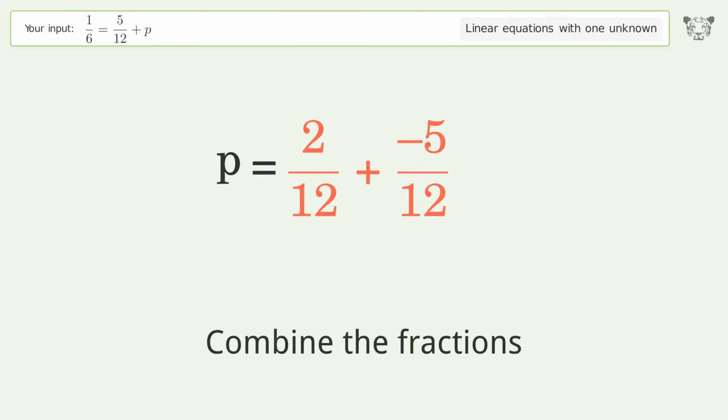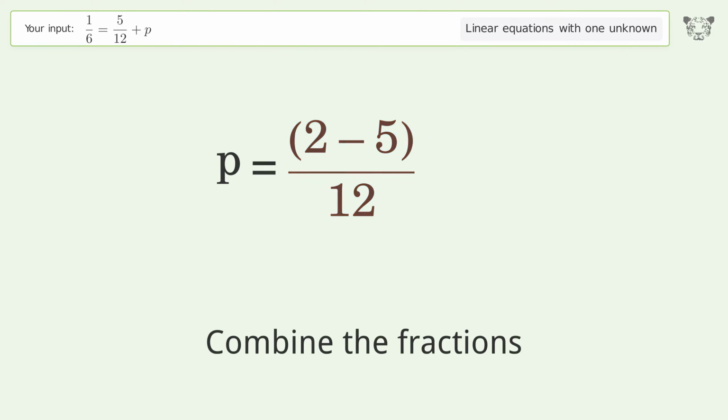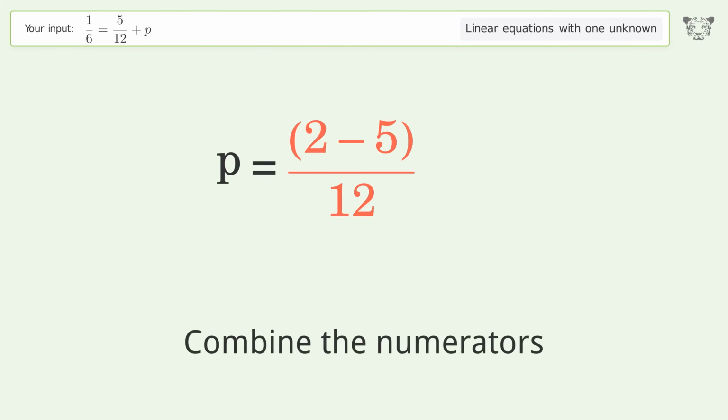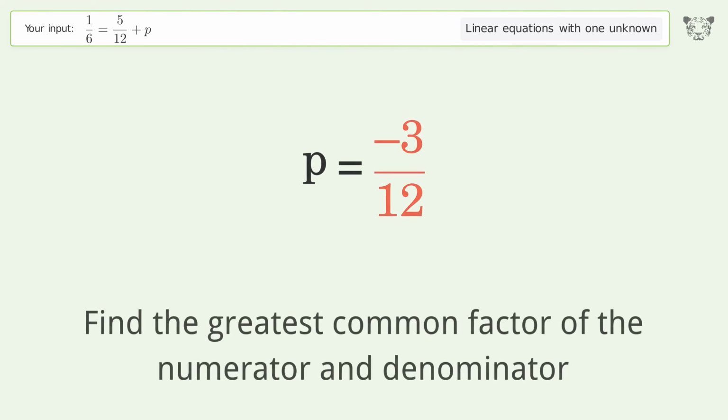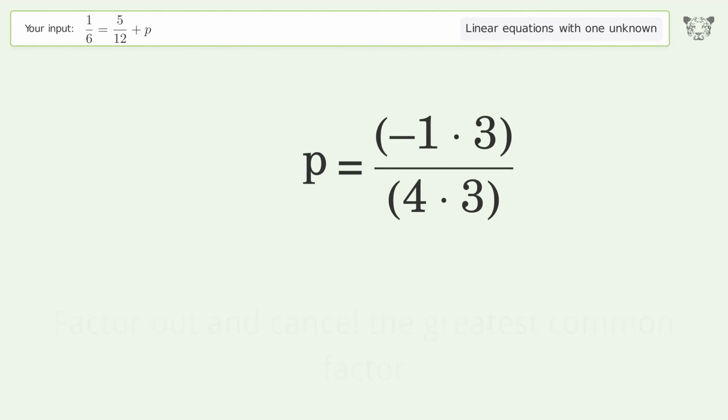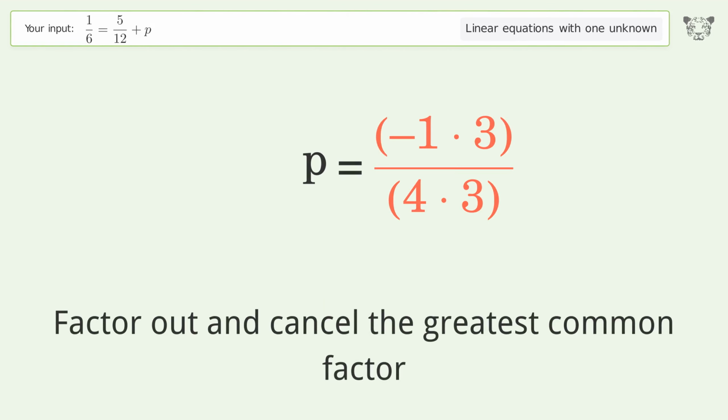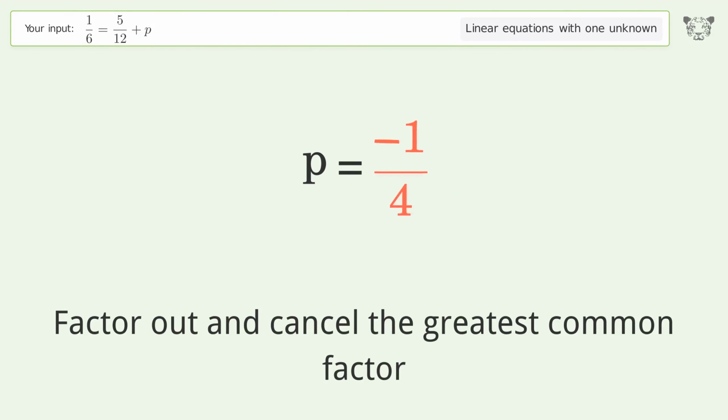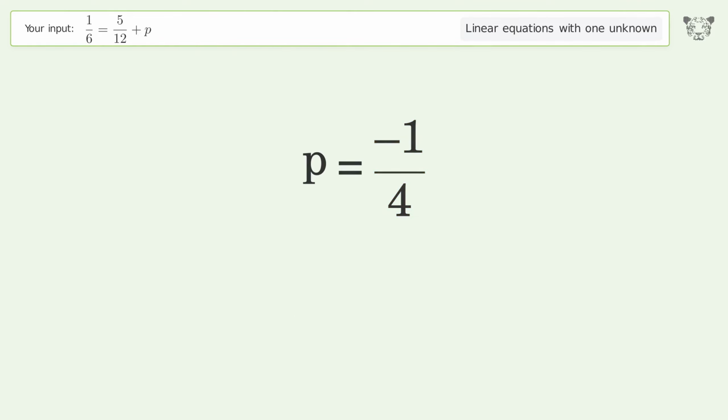Combine the fractions. Combine the numerators. Find the greatest common factor of the numerator and denominator. Factor out and cancel the greatest common factor. And so the final result is p equals -1/4.